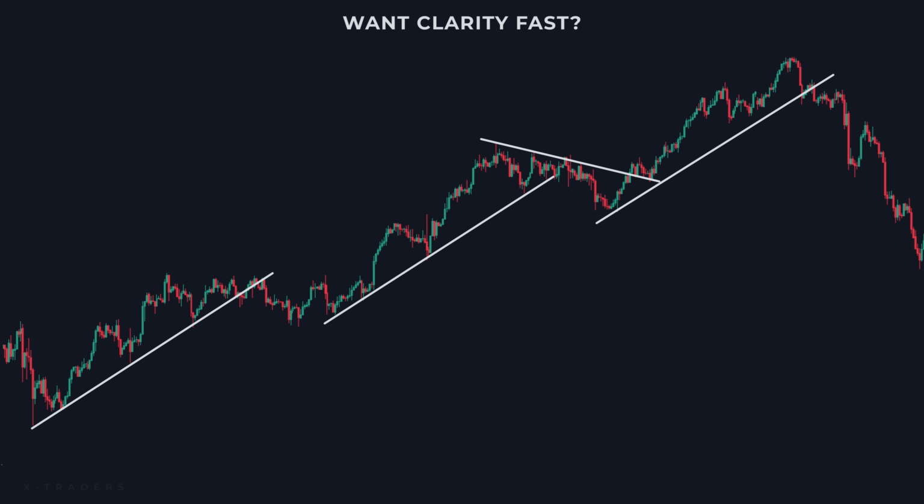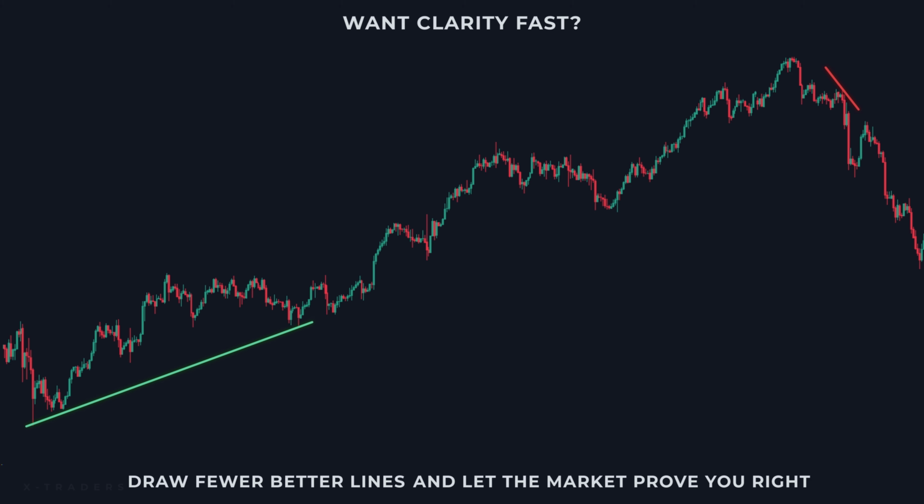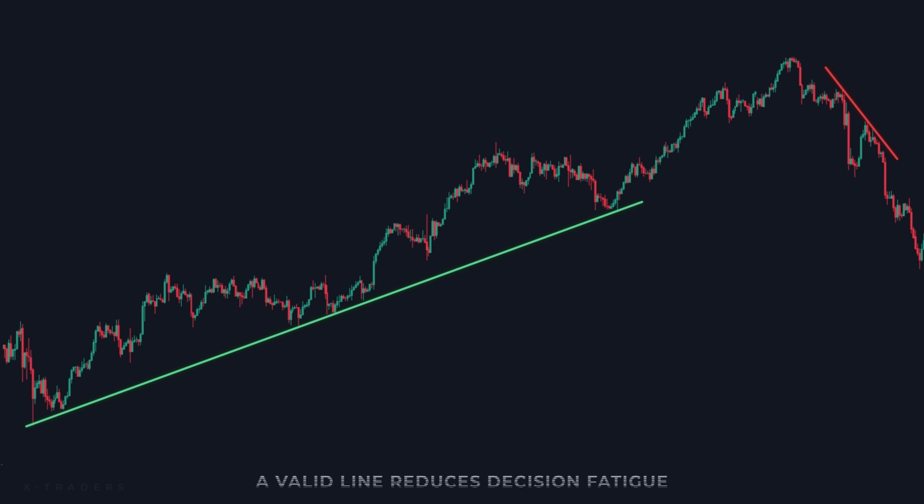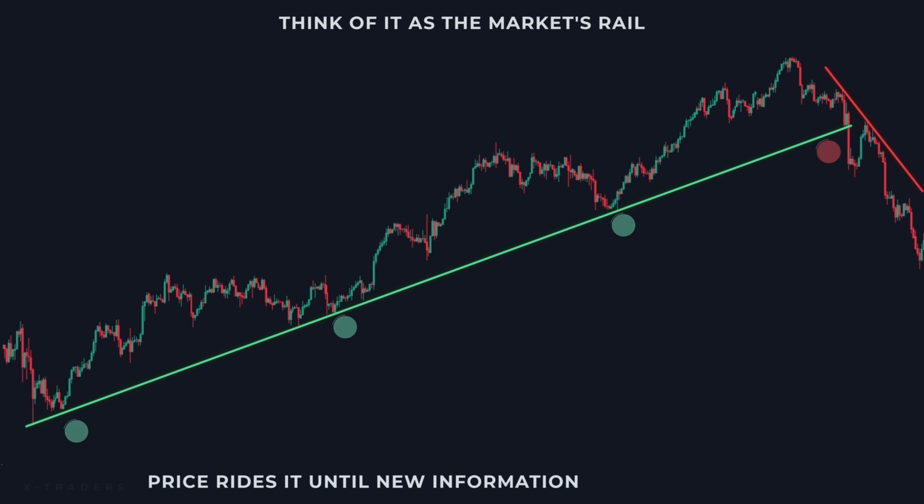Want clarity fast? Draw fewer, better lines and let the market prove you right. A valid line reduces decision fatigue. It tells you where you're wrong quickly and where continuation has room to run. Think of it as the market's rail. Price rides it until new information breaks the slope.